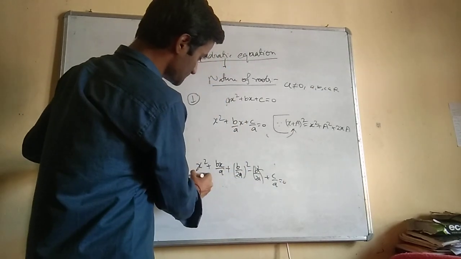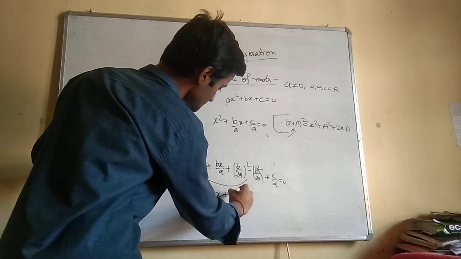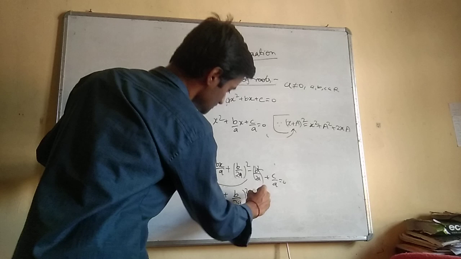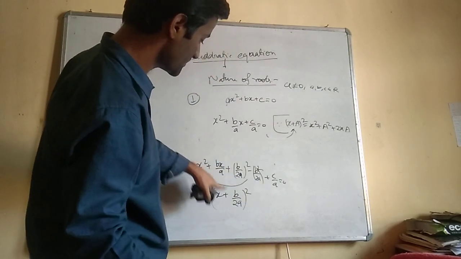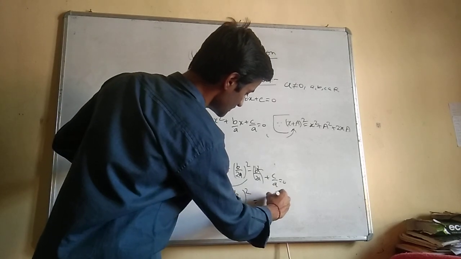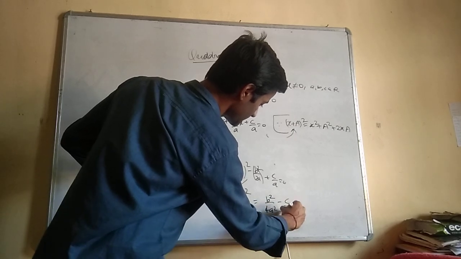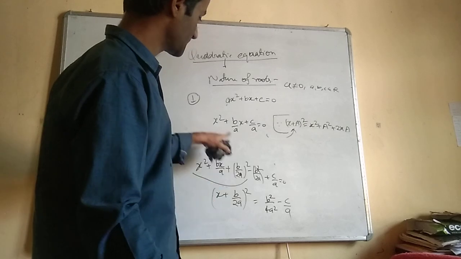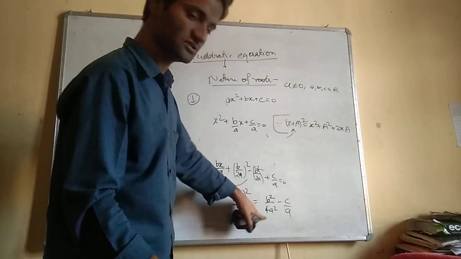So now if you observe this clearly, you will get to know that this can be written as (x + b/2a) whole square: x square, b square, and 2bx. So this will become bx by a equal to b square by 4a square minus c by a. So this is the expression that we are getting after perfect squaring. So we have to now solve this one.